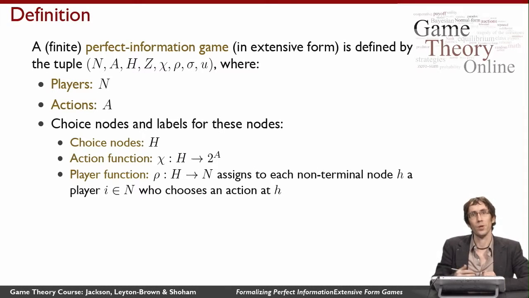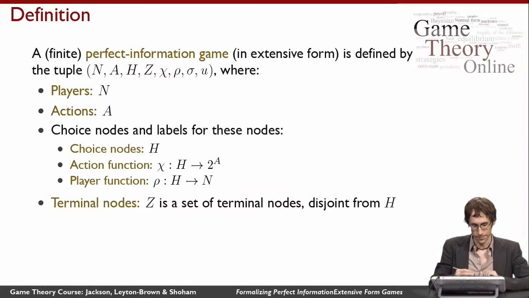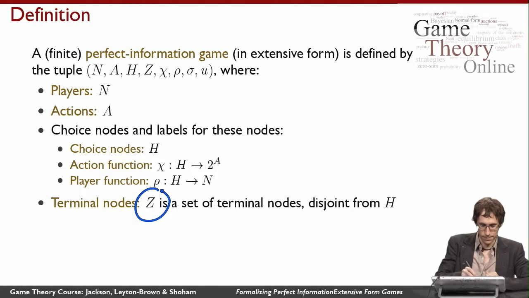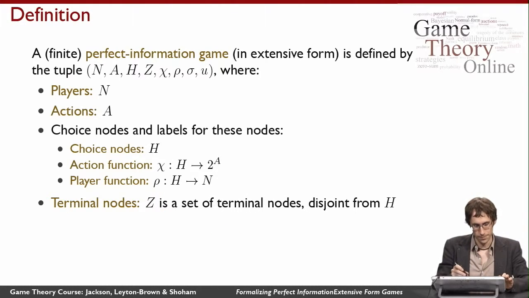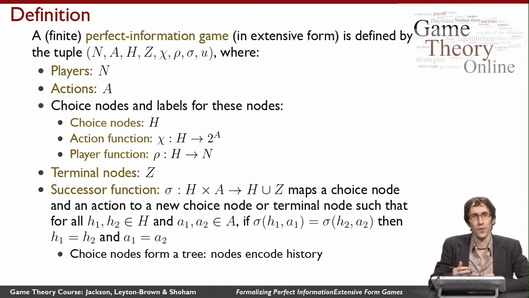And we also have a player function. The player function tells us for every choice node who it is that gets to make the choice in that node. That's the choice nodes. We have another kind of nodes, which are the nodes where the game ends. And we call these terminal nodes. So this is a different set of nodes. It's disjoint from H, and we call it Z. So this gives us all of the different nodes in our game tree.